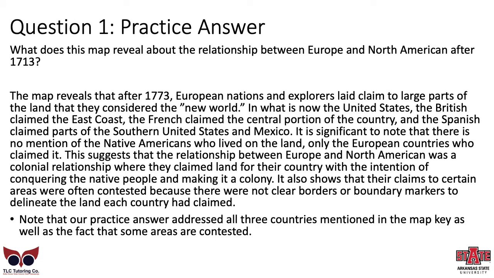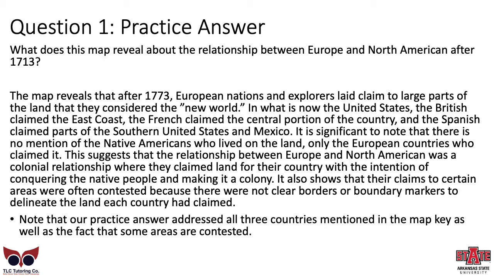Question 1, practice answer. The map reveals that after 1773, European nations and explorers laid claim to large parts of the land that they considered the New World. In what is now the United States, the British claimed the east coast, the French claimed the central portion of the country, and the Spanish claimed parts of the southern United States and Mexico. It is significant to note that there is no mention of the Native Americans who lived on the land, only the European countries who claimed it.